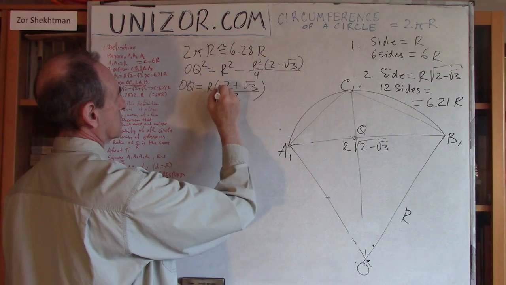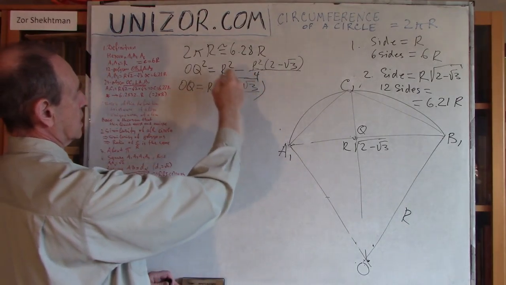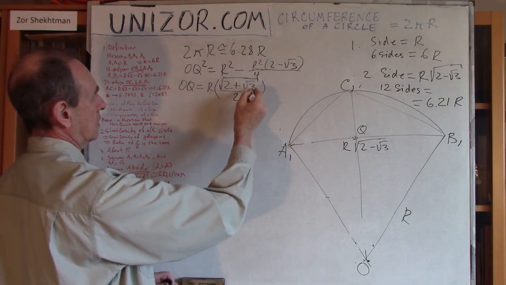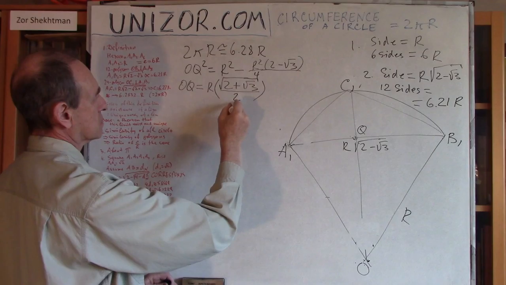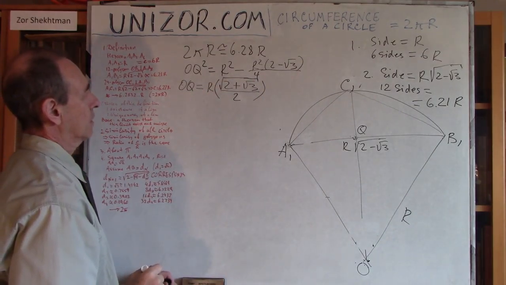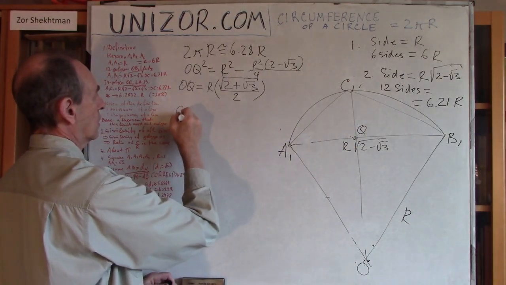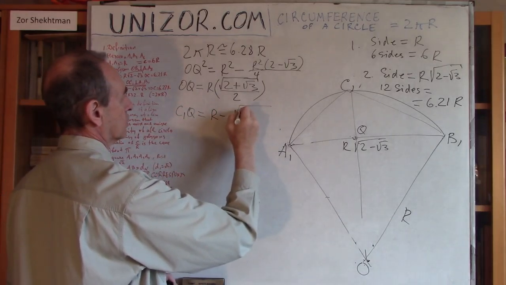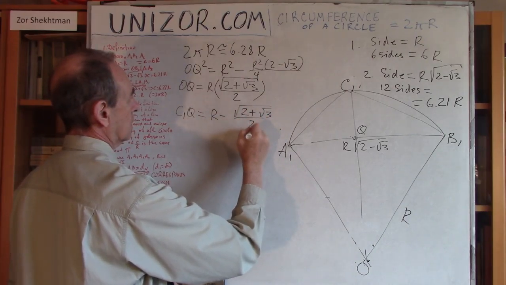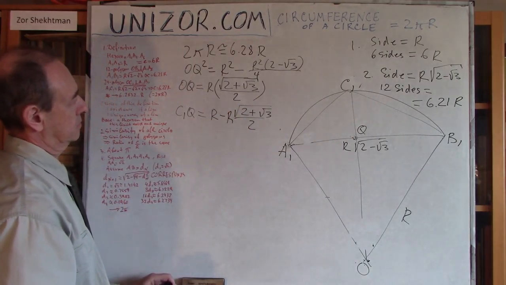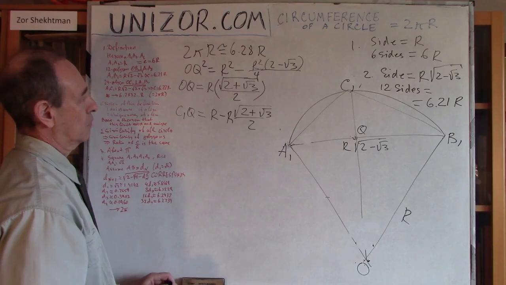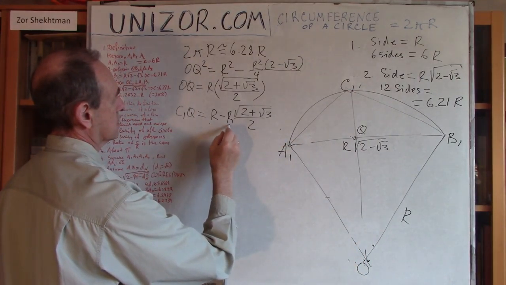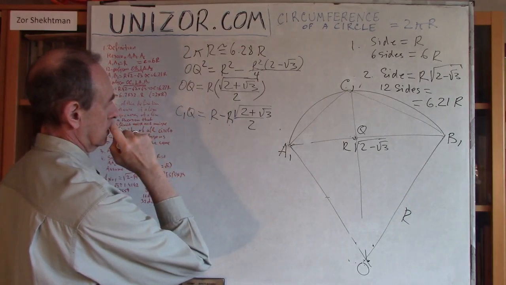And square root. Is that right? So it's again 4 minus 2 plus square root of 3, so it's 2 plus square root of 3 divided by 4, so square root is 2, and square root is, yes, looks okay. Okay, that's my OQ. Now C1Q is equal to R minus this. So R minus square root of 2 plus square root of 3 divided by 2, right? This is my C1Q, which is R minus OQ, which is this. I think I'm right.